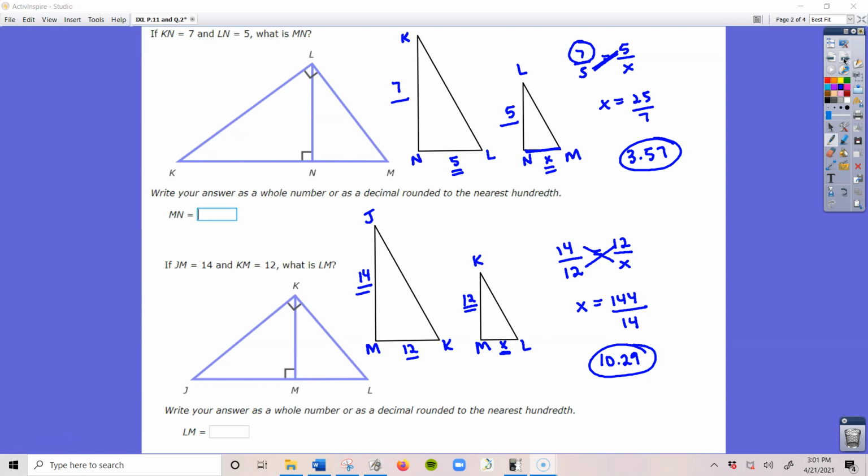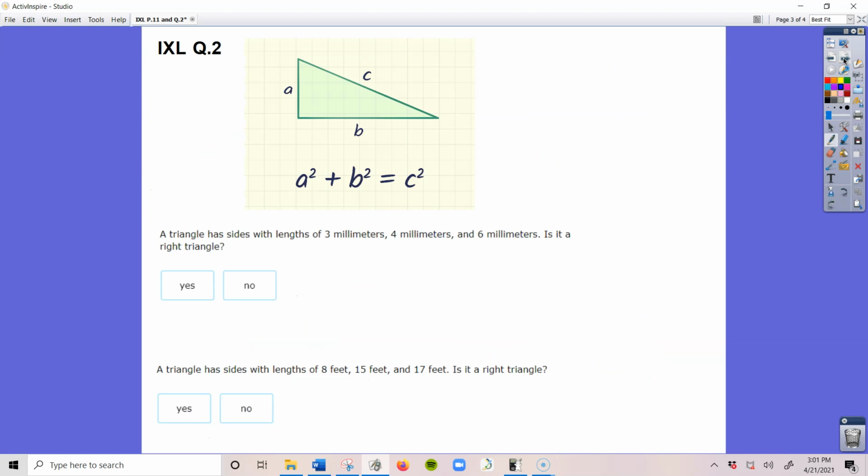Now let's go on to Q2. Q2 is the converse of the Pythagorean theorem. Now this is your Pythagorean theorem, and we use it to solve for a missing side. However, for this IXL, which is the converse of the Pythagorean theorem, that means that we can prove that a triangle is a right triangle if it satisfies the Pythagorean theorem, which is a squared plus b squared is equal to c squared. A and b are your side lengths.